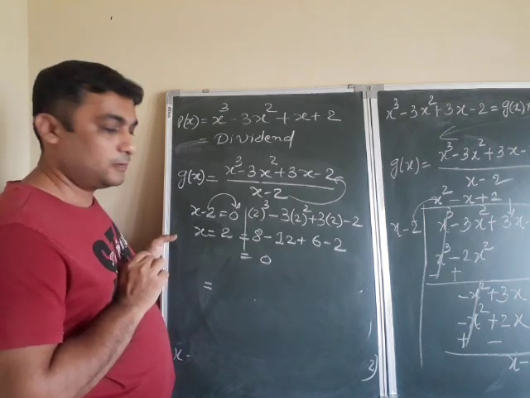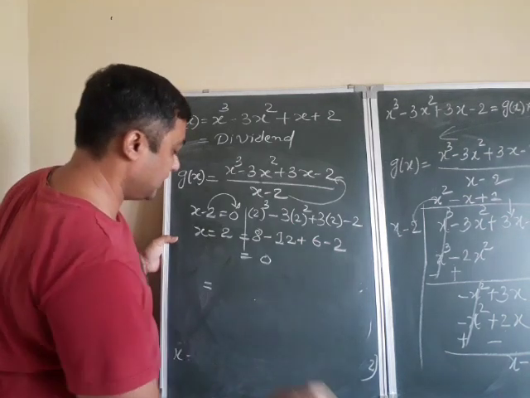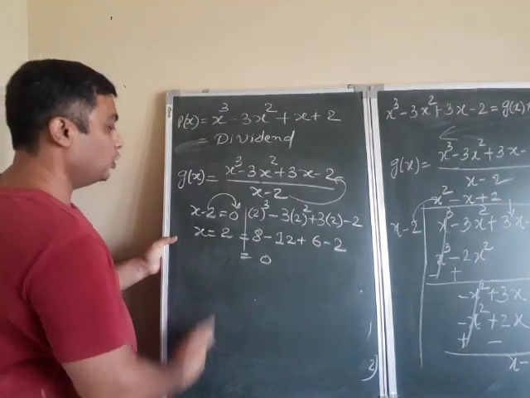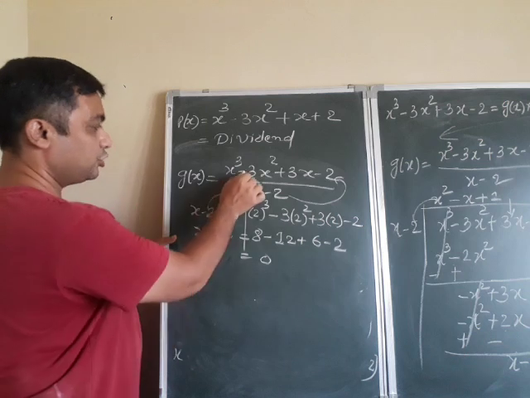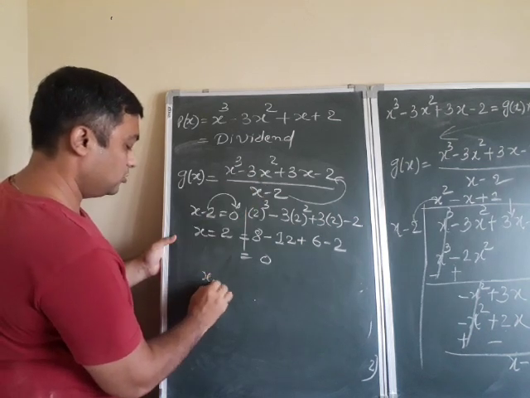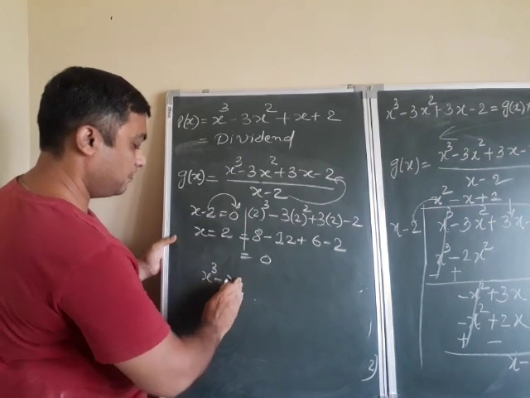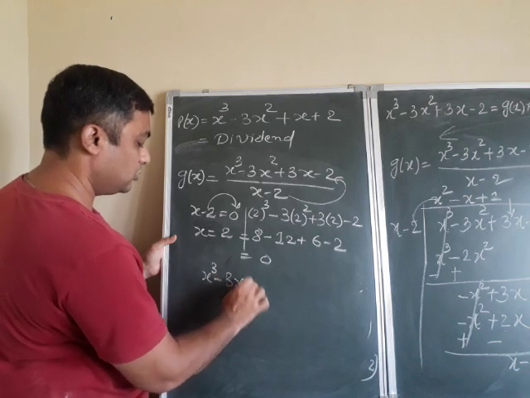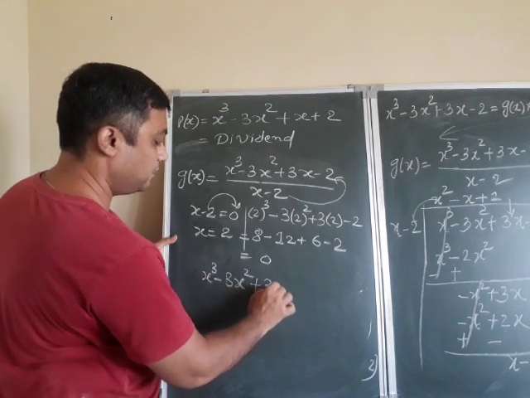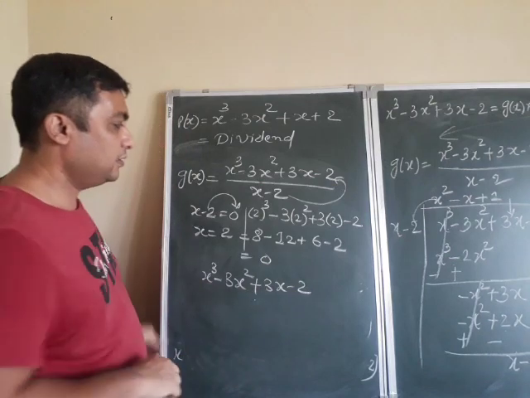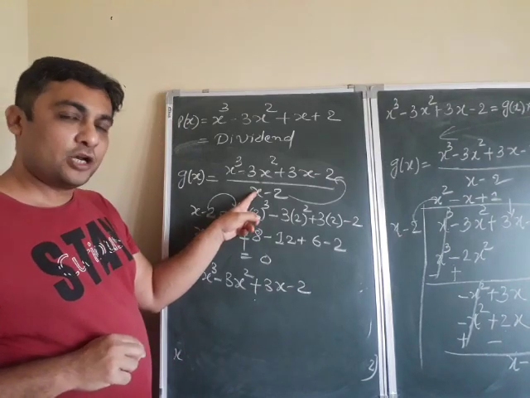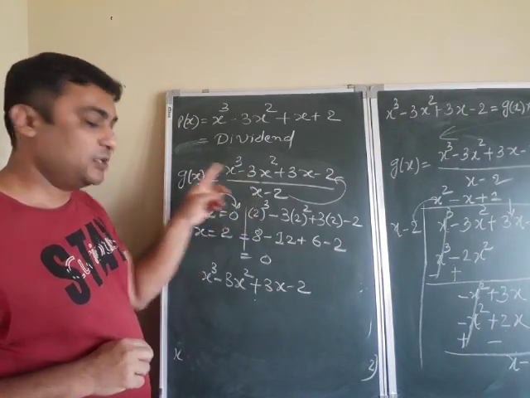So, you ready? What is a factorization method? I think in lower standard you have done that. So see, this is my polynomial: x cube minus 3x square plus 3x minus 2. Fine. I know, before I divide this, that x minus 2 is a factor of this polynomial.